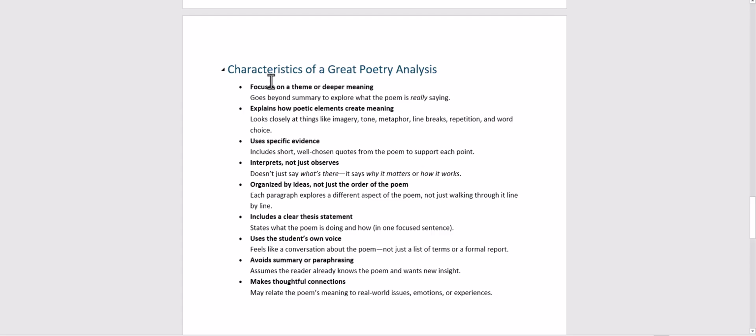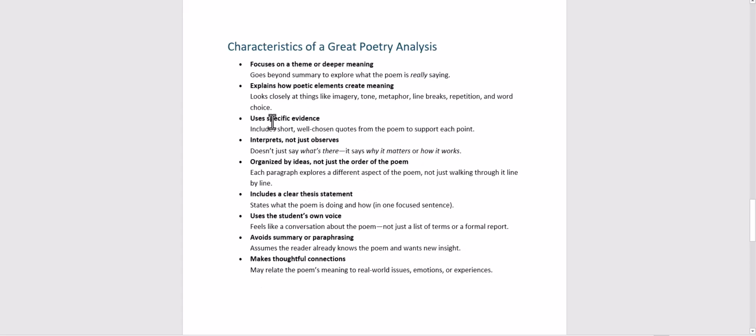So a good poetry analysis is going to focus on theme or deeper meaning. Like how a poet is using specific language to bring the idea of shame to life. And that will be in terms of imagery, tone, metaphor, line breaks, all of that good stuff. You'll use specific evidence. You will interpret, not just observe. So we're not saying what's there, we're saying more about why it matters. Your essay should be organized by ideas, not just the order of the poem. You should have a clear thesis statement, and you should use your own voice.